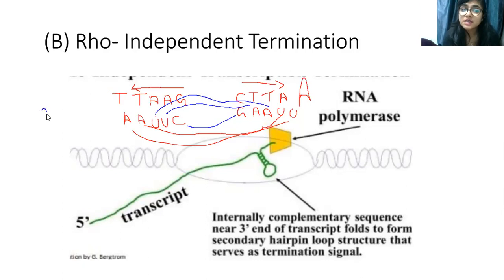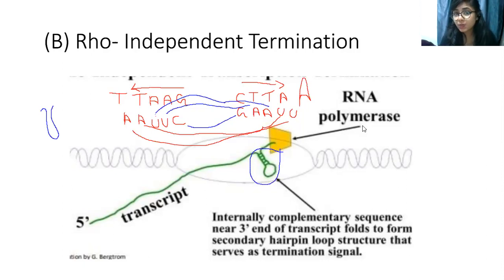Because of this, RNA will bind among itself. A hairpin kind of structure will be formed, which girls use for tying their hair. That is a hairpin structure for RNA. All right. So you can see this is formed.